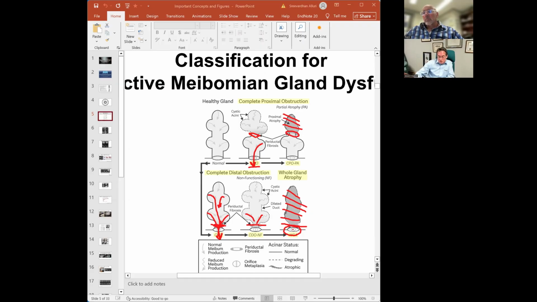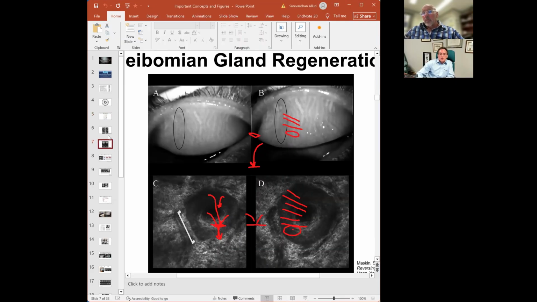Now, to your question, Matt, what exactly does probing do for the meibomian gland? And for that, we need to move to another slide. Claire's going to show us this other slide. We've got to erase that material.